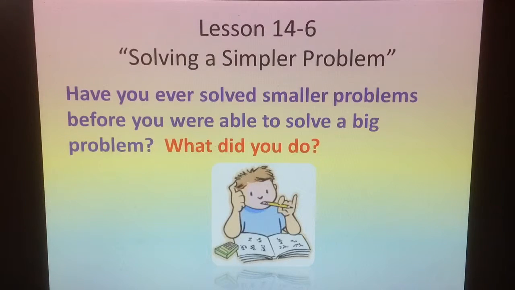Have you ever solved smaller problems before you were able to solve a big problem? What did you do? We had some great examples. One of them was having to regroup numbers in a subtraction problem before you solve the subtraction problem.